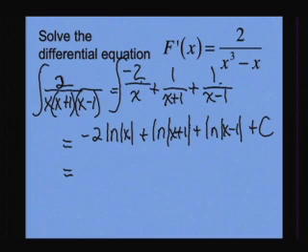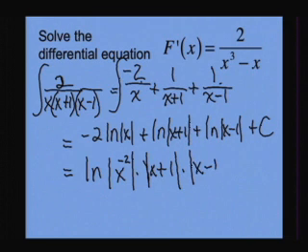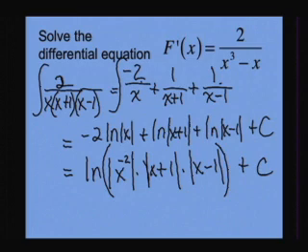And what we would get is that this is going to be the natural log of the absolute value of x to the power of negative 2 times the absolute value of x plus 1 times the absolute value of x minus 1. Put that all in parentheses to show that that's what we're taking the log of. And then I have my plus c at the end.